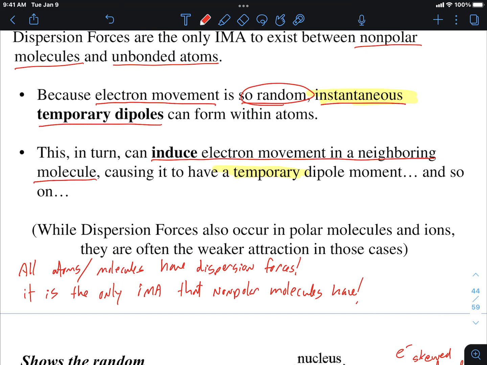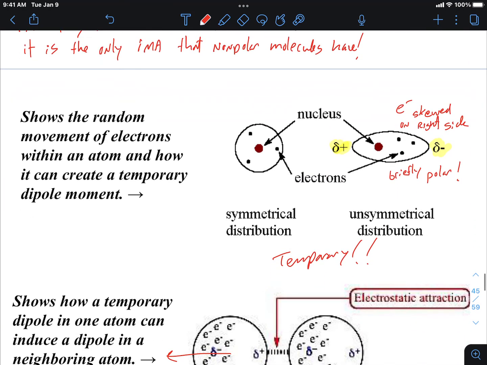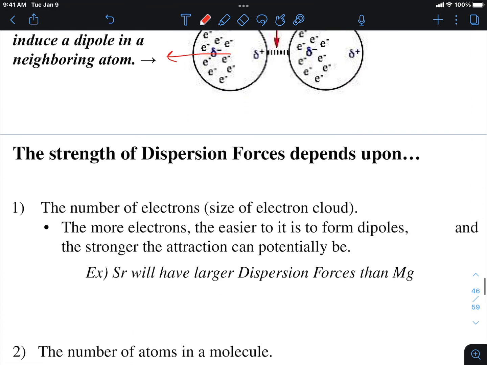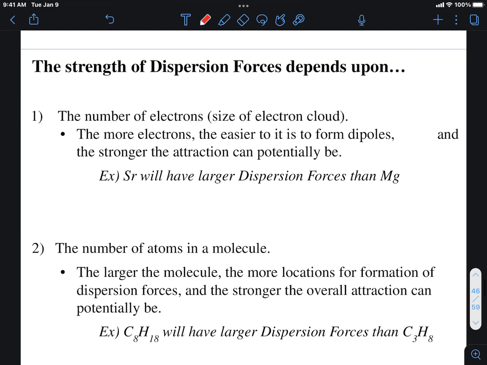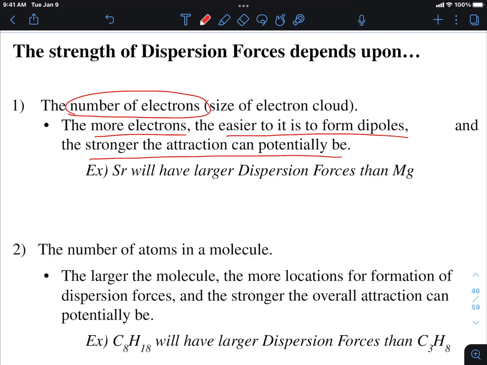A molecule that's polar or a molecule that has hydrogen bonding has those forces and dispersion forces. So they're like doubled up. But these guys, nonpolar molecules, the only force they can have is dispersion forces. Dispersion forces can actually add up, and they can actually be decently strong if there's a lot of them. What determines the strength of dispersion forces is the number of electrons. The more electrons, the easier it is to form dipoles, the stronger the dispersion forces will be.